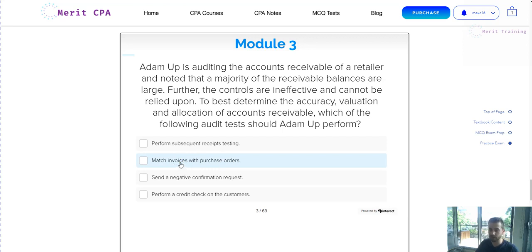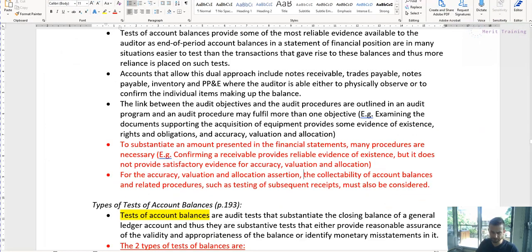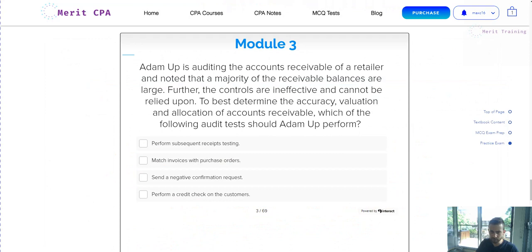And if they're doing a test of control and they find out that they haven't been doing this process, well then clearly we need to do additional work. And one of those pieces of work would be, for example, doing subsequent receipts testing. But that just shows you that this is a control, not an audit test. So thirdly, sending a negative confirmation request. You generally only do a negative confirmation request when your controls aren't working, and that's when you actually do that extra work.